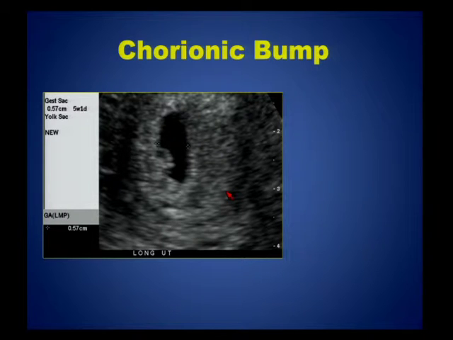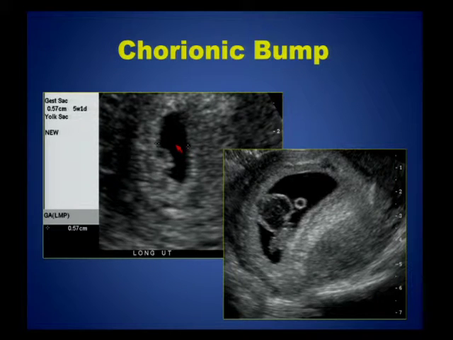Anyway, here's evidence of a chorionic bump. This is not the embryo. This is a chorionic bump. I don't think there was an embryo in this case here. Here's a larger bump. Here's the embryo next to it. If you put color on, you often see not flow in it, but you can sometimes see little echoes swirling around in it.